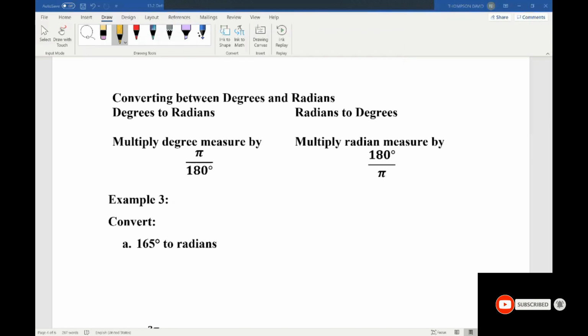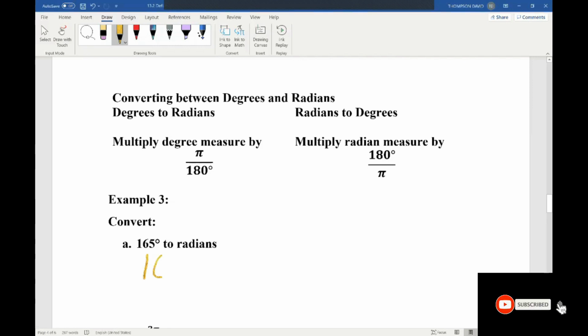Converting between degrees and radians. When you're converting from degrees to radians, you want to multiply the degree measure by pi over 180. When you're converting from radians to degrees, you want to multiply the radian measure by 180 divided by pi. So let's do an example. We want to convert 165 degrees to radians.